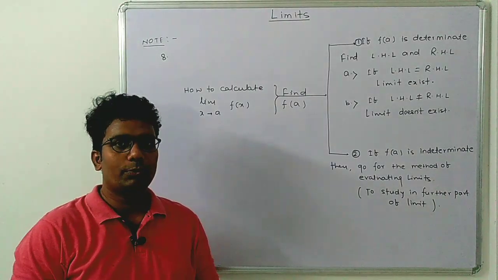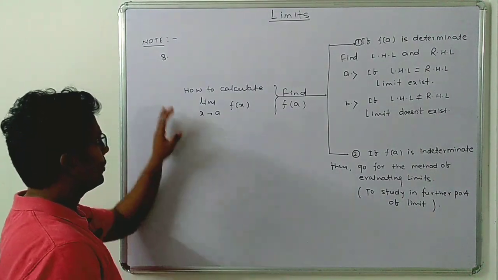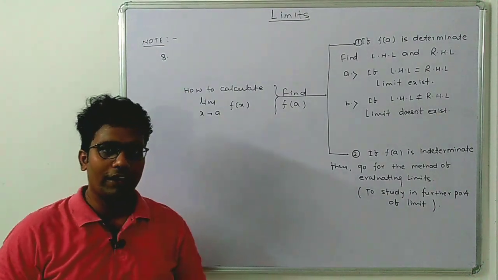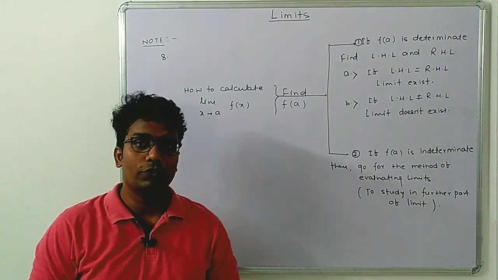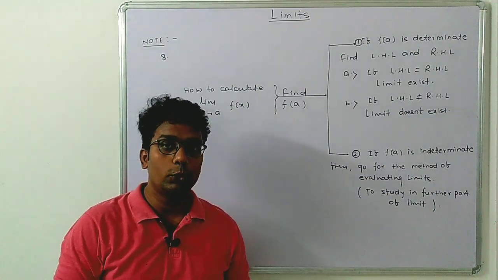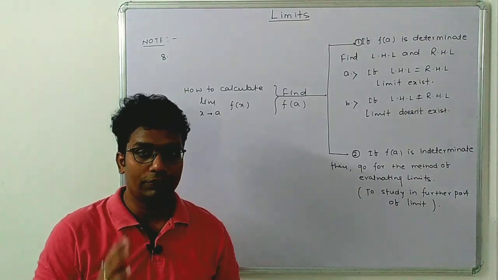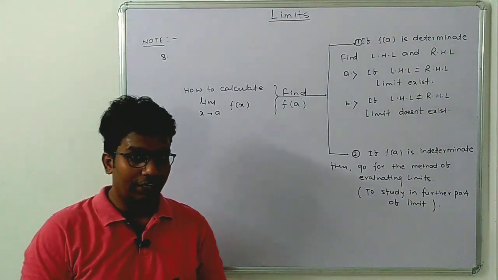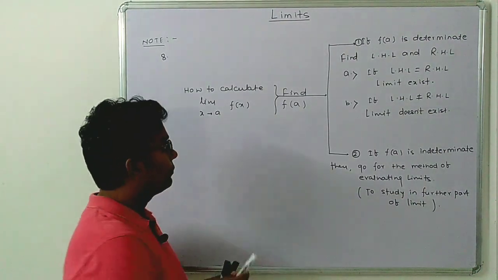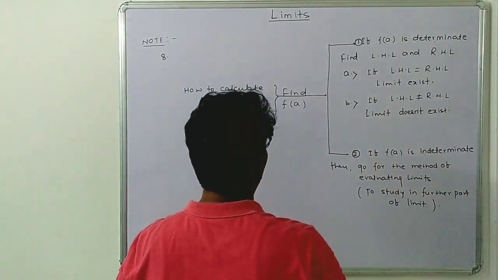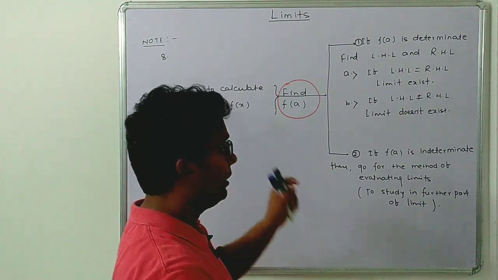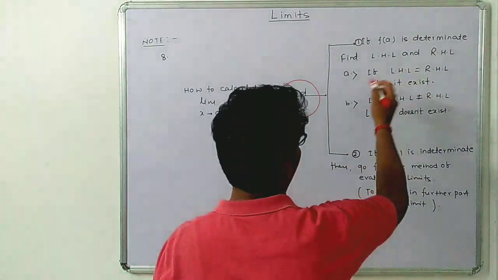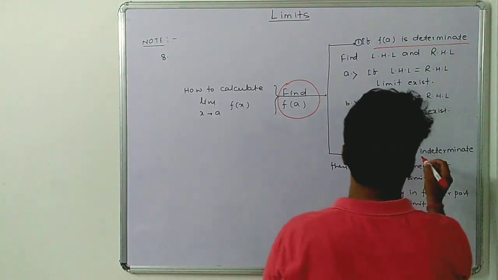Okay, so the next point, the 8th point, is how to calculate limit x tends to a of f of x. Whenever we come across a question to find the limit, first of all we need to check the format of the function. First we have to find f of a. So the first thing is to find the value of f of a. Now f of a can be in two forms: it may be determinate or it may be indeterminate.